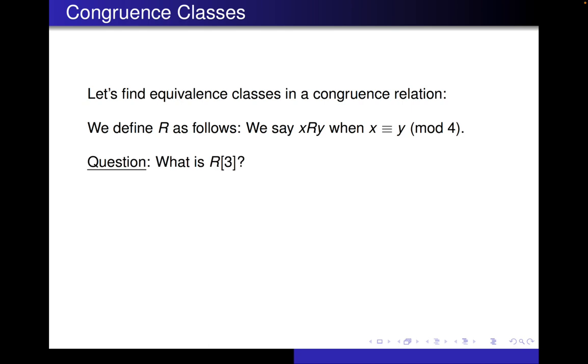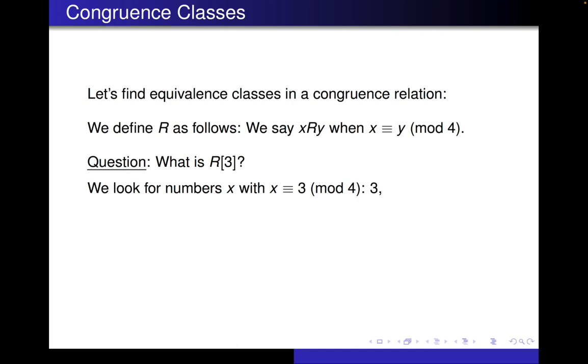So the question is, what are some of the families? And so the family I want to find is R of 3. And remember what that means. What I'm doing is I'm randomly choosing the integer 3, and I'm asking who is in 3's family. Which numbers are in the same family as 3? Well, the test of whether or not you're in the same family as 3 is using that congruence mod 4 relation. In other words, you want to find numbers x where x is congruent to 3 mod 4. So we can find a lot of family members this way.